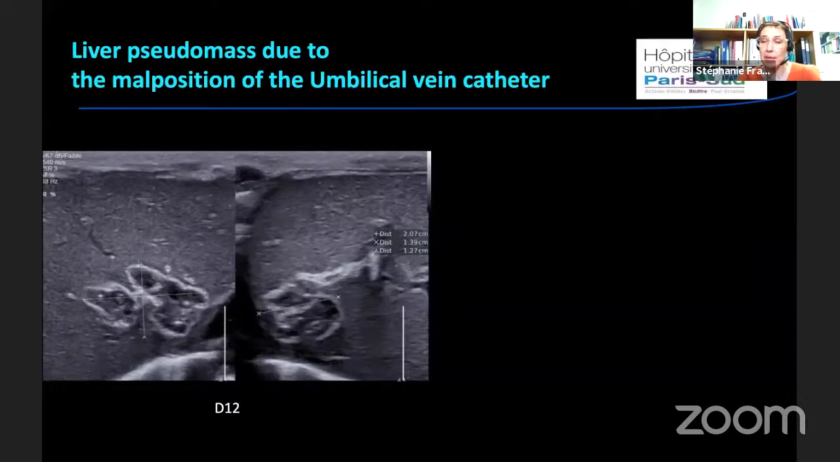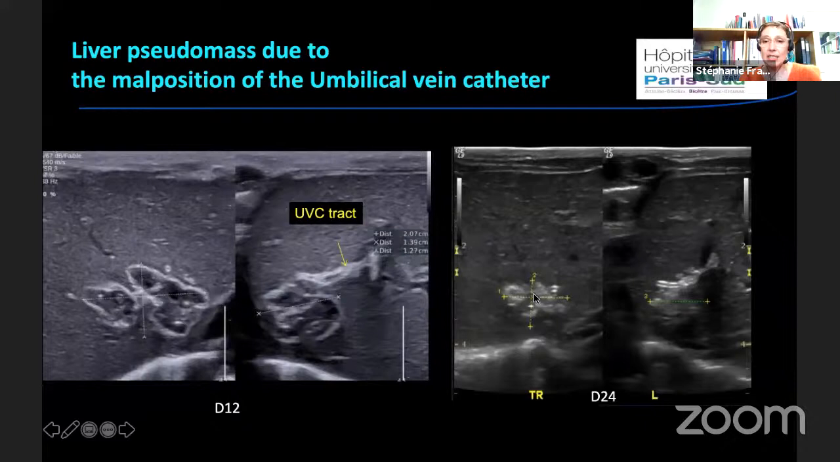The other thing that may happen during this neonatal period with umbilical vein catheter, again with a malposition, is the infusion of the liquid into the liver. And you can see here the UVC tract that tells you that this baby was referred for hepatoblastoma, but it was not hepatoblastoma. It was just a complication of the UVC malposition. And you can see that in a few days, it resolves.